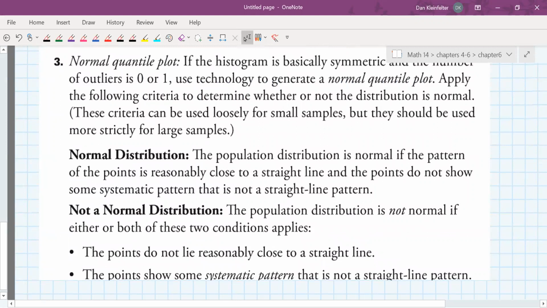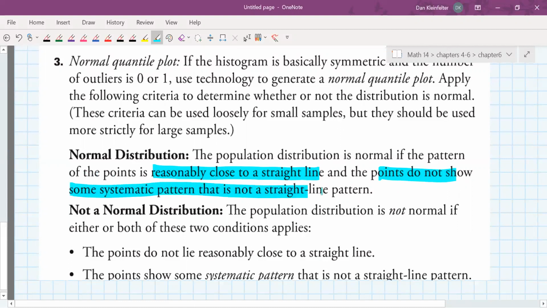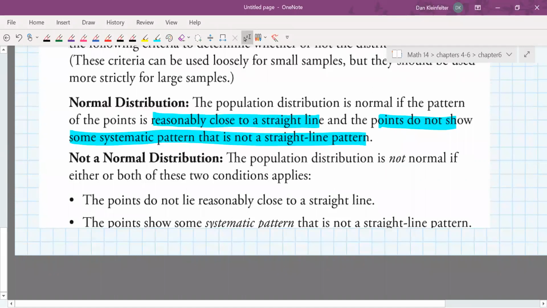So looking at the QQ plot, if the pattern of the points is reasonably close to a straight line and the points don't show some systematic pattern that is not a straight line pattern, you could conclude that it's normal. You conclude it's not a normal distribution if either of these two conditions applies: the points are not along a straight line or reasonably close, or there is some systematic pattern that is not a straight line pattern.